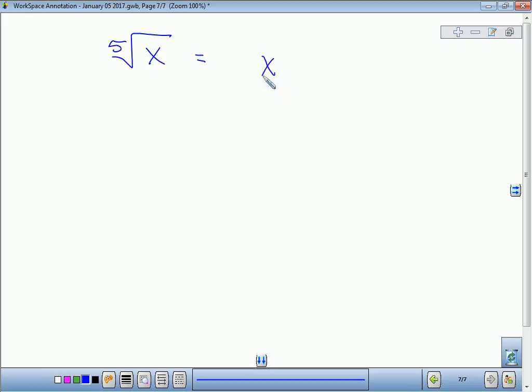All right, sure. What's the power? It's an understood 1. What's the root? 5. Power over root. Okay, let's do the cubed root of x to the 4th. Write it as a rational exponent. What's the power? 4. What's the root? 3.